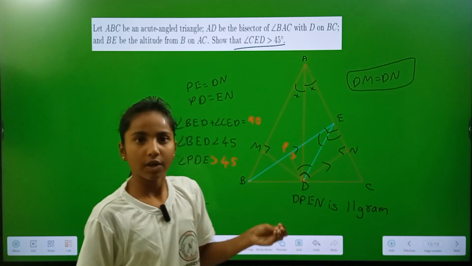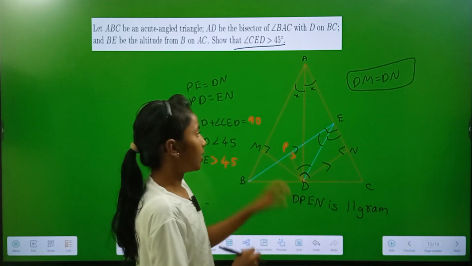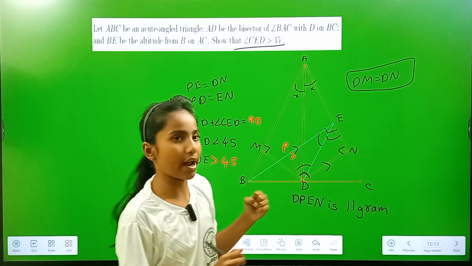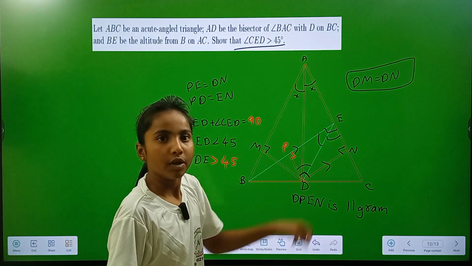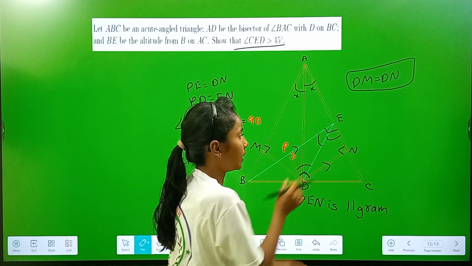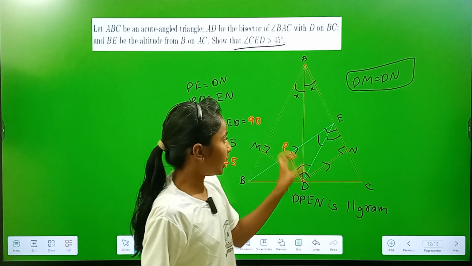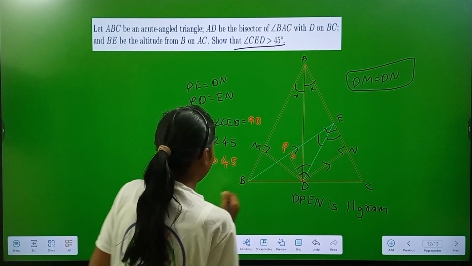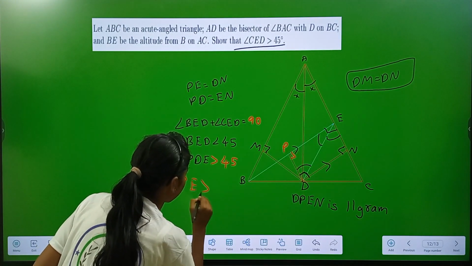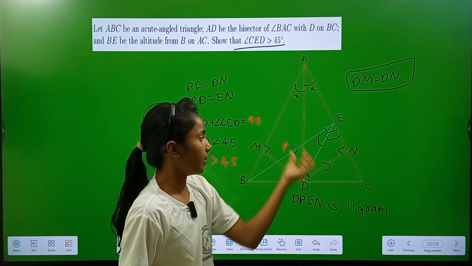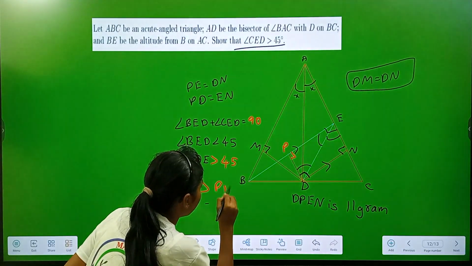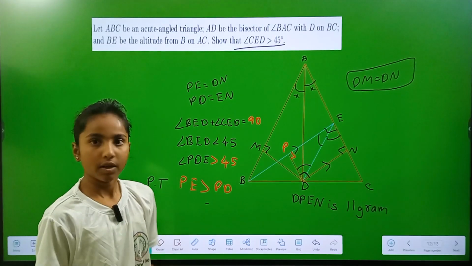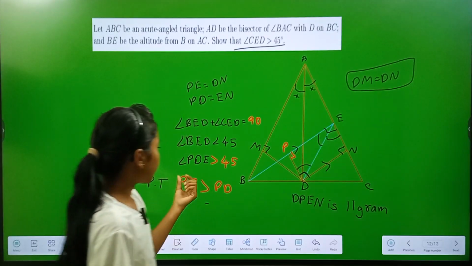And by triangle inequalities, we have seen that the side opposite to the larger angle is larger than the side opposite to the smaller angle. In this right angle triangle PED, the smaller angle is angle PED, and the bigger angle is PDE. So the opposite side of PDE, which is PE, we have to prove is greater than the opposite side to angle PED, which is PD. So we have to prove that PE is greater than PD.